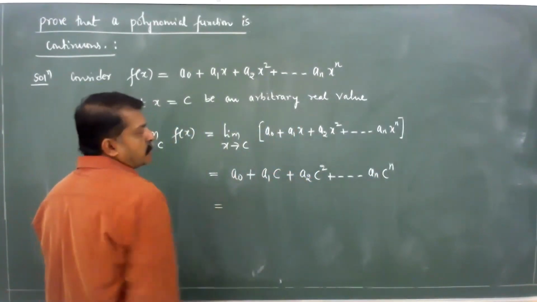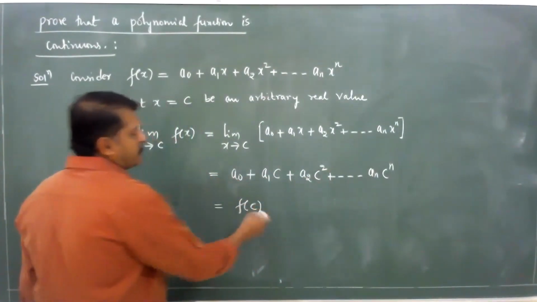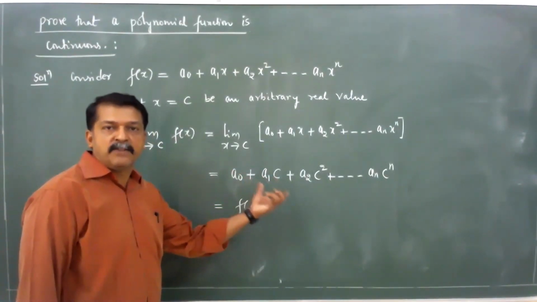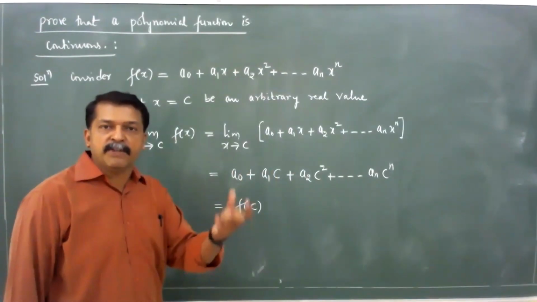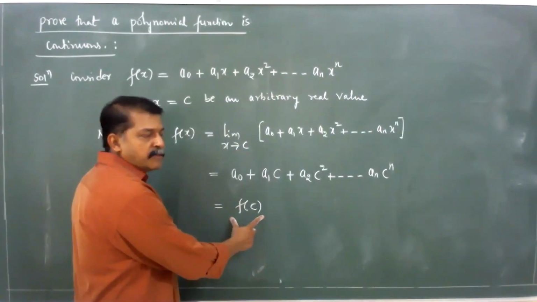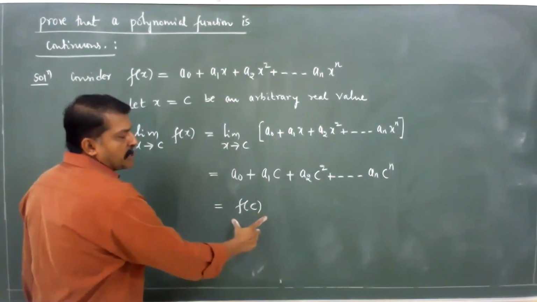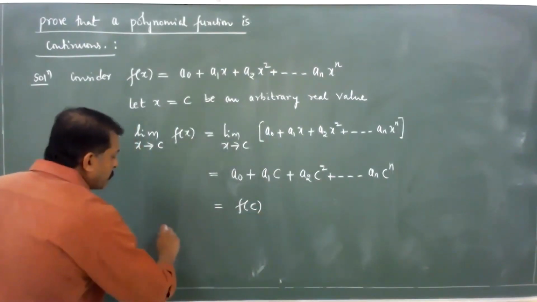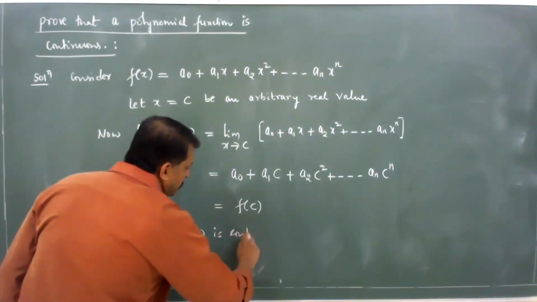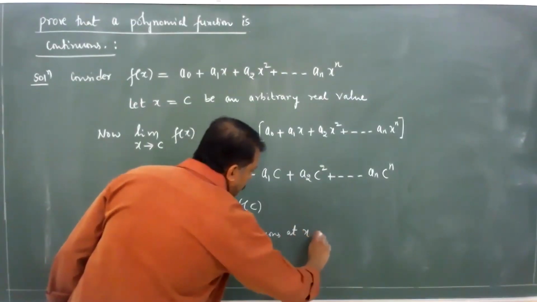This is equal to, I can replace this entire expression by f of c. Because the polynomial function is defined for each and every real value, the limiting value is equal to f of c. So limit x tends to c of f of x, we have clearly shown that it is equal to f of c. This implies the function f of x is continuous at x is equal to c.